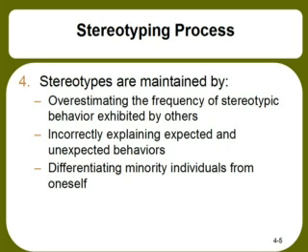Individuals maintain stereotypes by overestimating the frequency of the behavior exhibited by those in the target group, incorrectly explaining their behavior, and differentiating minority individuals from oneself. As you can imagine, the results of the encoding phase of the social information processing model of perception, which may include stereotyping, can result in a number of perceptual errors.